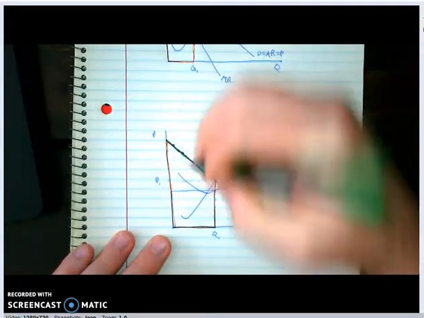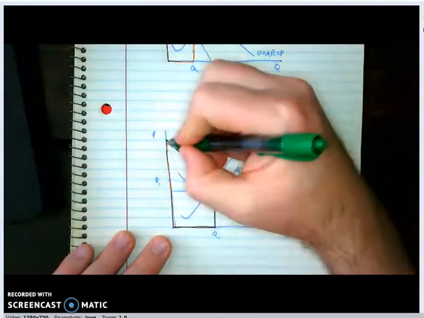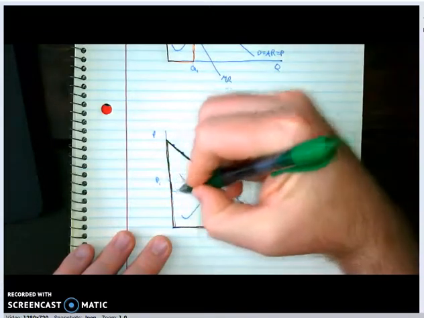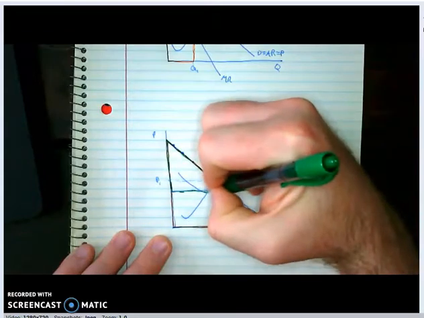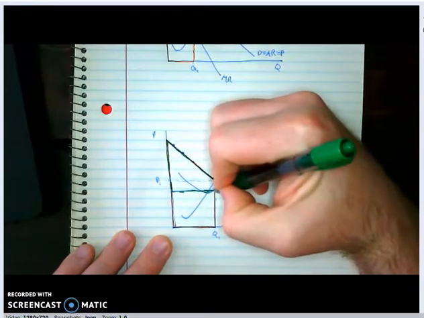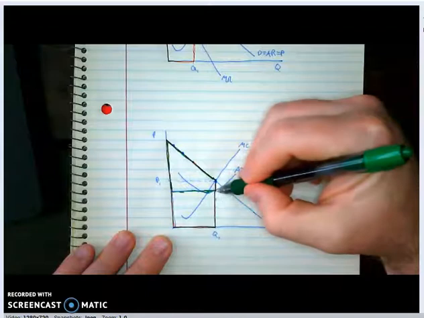So all of this green trapezoid right here is going to be my total profits. Oh wait, sorry, all of this is going to go straight across. It's not going to include this little part down here that I accidentally colored in.